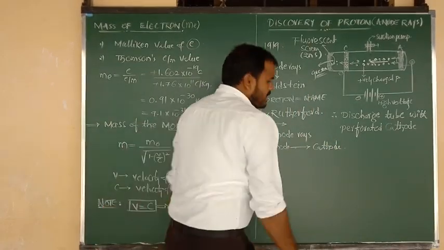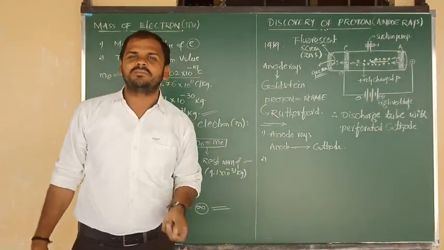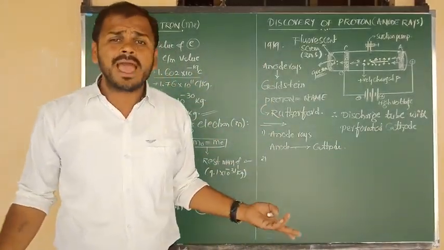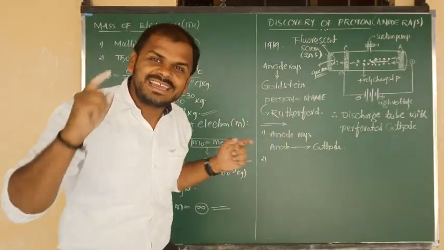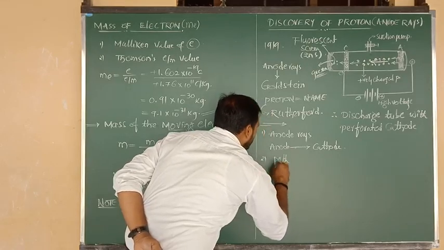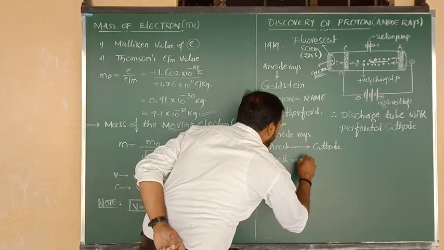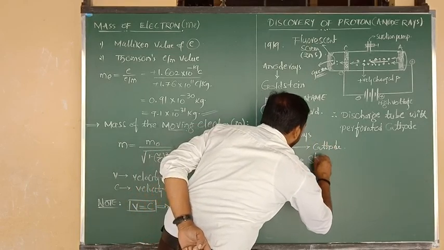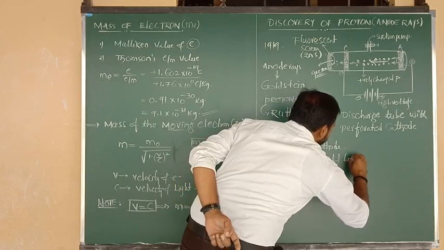Next point, the second piece of information about the properties of anode rays. Generally, anode rays or cathode rays travel in a straight line. So the next property is about the path. What about the path of anode rays? Anode rays always travel in a straight line.